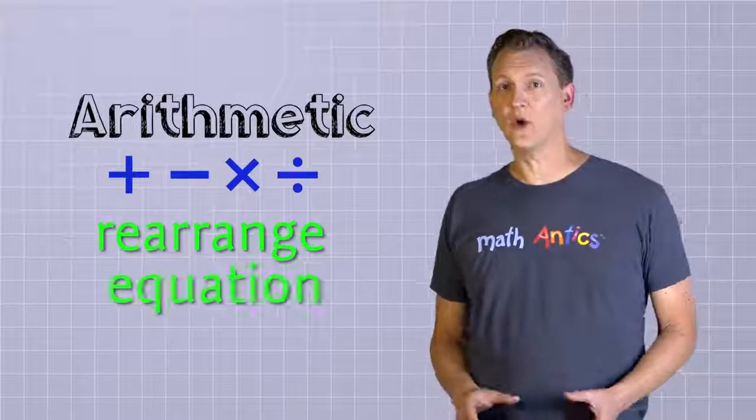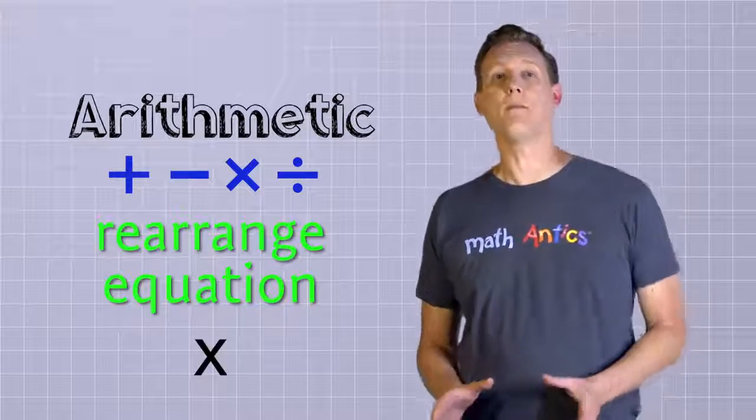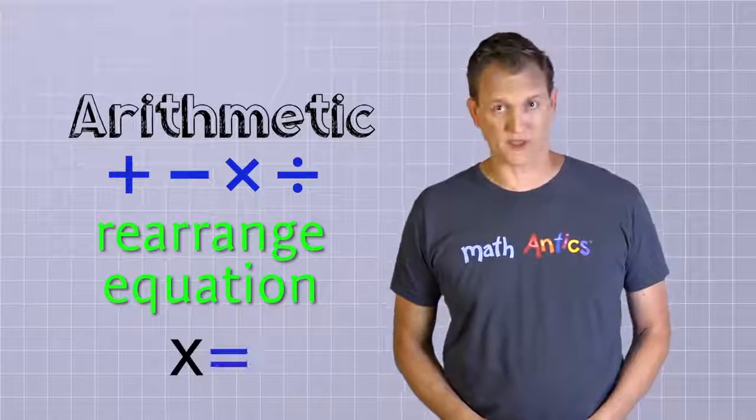In our last video, we learned how to solve basic algebraic equations that only had one addition or one subtraction operation. In this video, we'll focus on equations that have only one multiplication or one division operation. Now, before we see some examples, do you remember the key strategy for solving an equation with an unknown value in it? Yep, we have to use arithmetic to rearrange the equation so that the unknown is all by itself on one side of the equal sign.